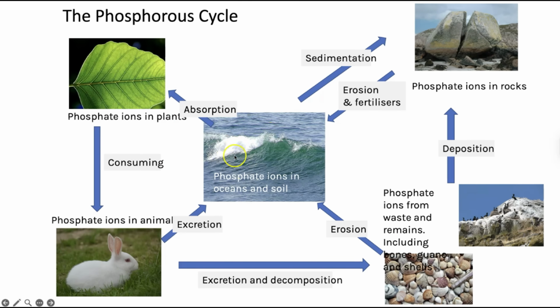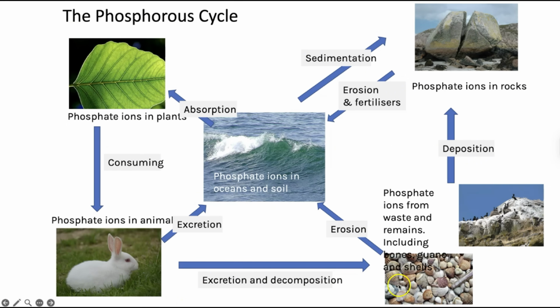If we start from phosphate ions in oceans and soils as a store, it's absorbed into the plant by active transport. That would then be converted into maybe DNA or phospholipid bilayer. Animals would consume that, and that's how it gets into animals. We would have some return to the oceans by decomposition of the plant and decomposition and excretion from animals.